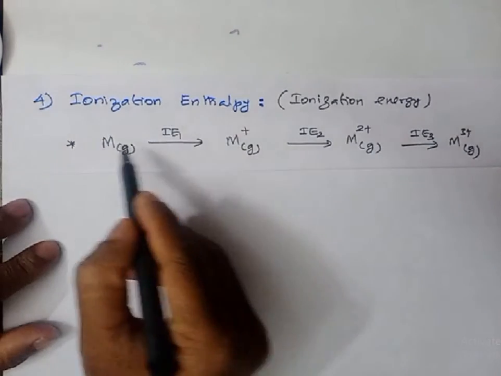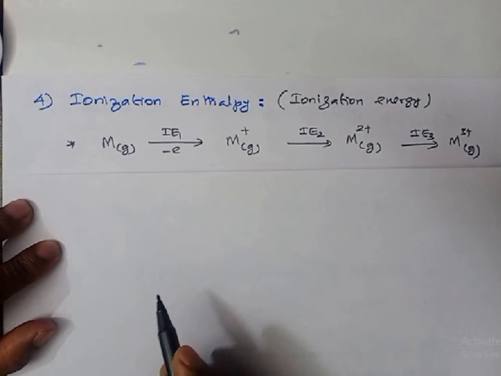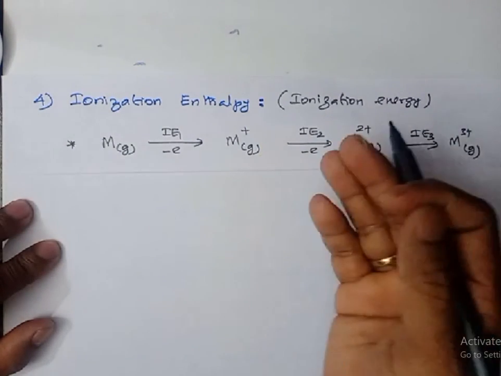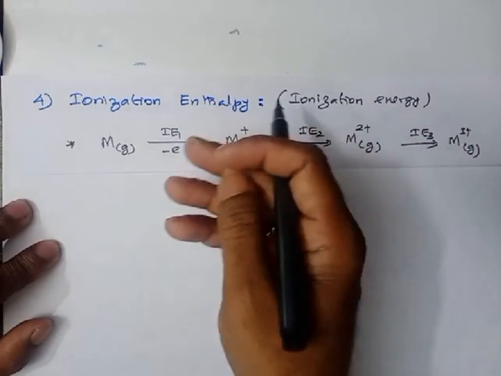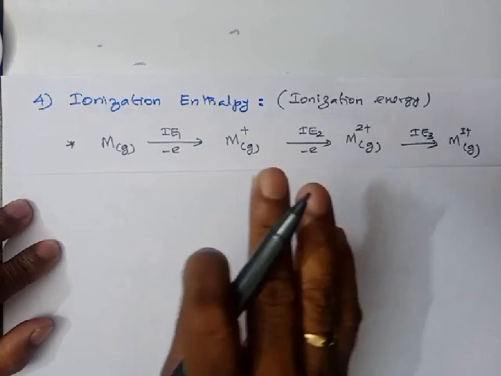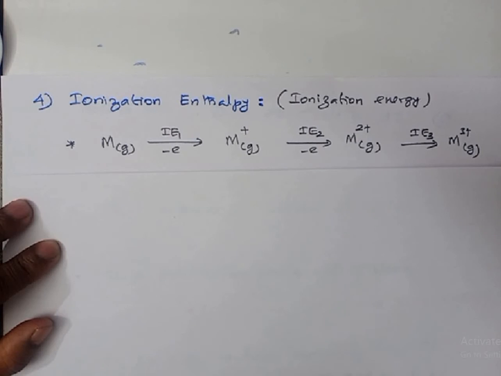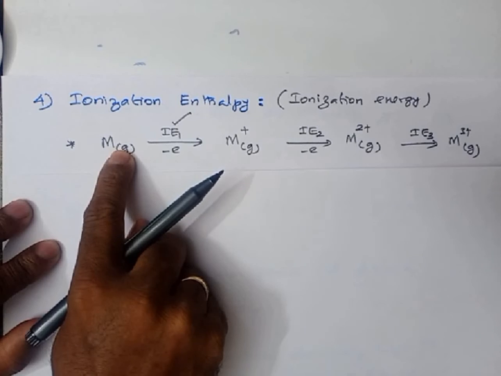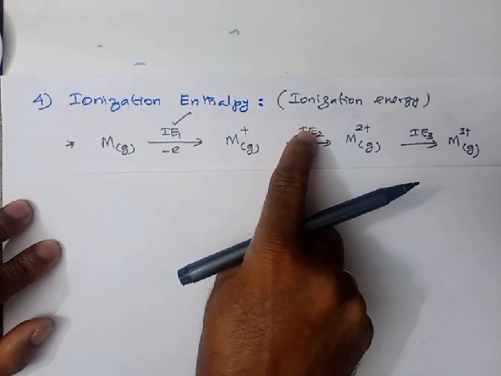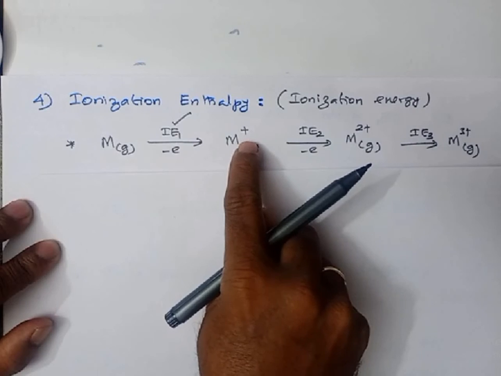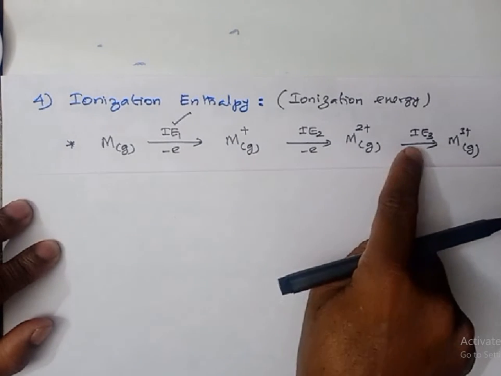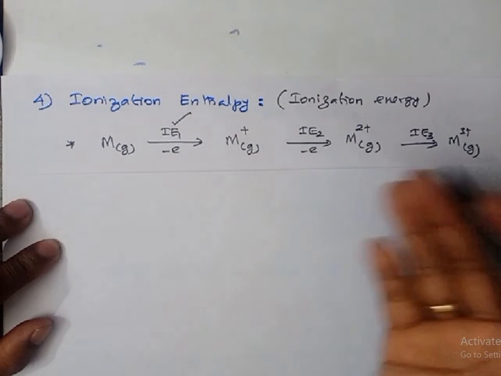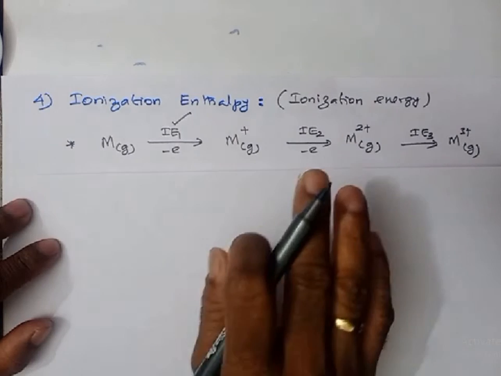So here, by supplying energy, we can remove one electron. By supplying energy again, you can remove another electron. By removing electrons one after another, for each removal you need to supply energy. Those energies are called ionization energies. What is first ionization energy? Energy required to remove an electron from the neutral atom. What is second ionization energy? Energy required to remove an electron from the monopositive ion. What is third ionization energy? Energy required to remove an electron from the dipositive ion. Like that it goes. That's the meaning of ionization energy.